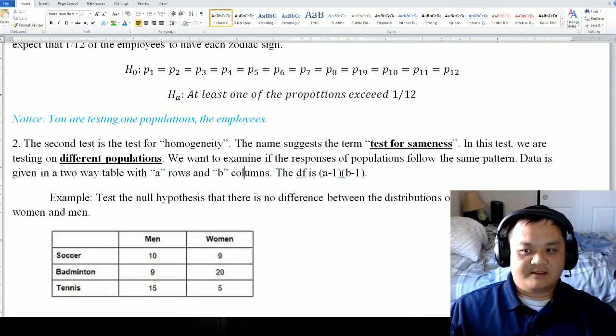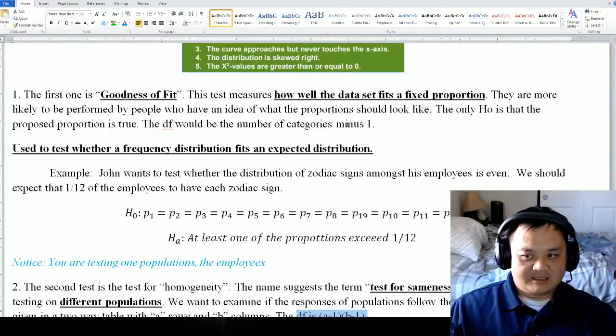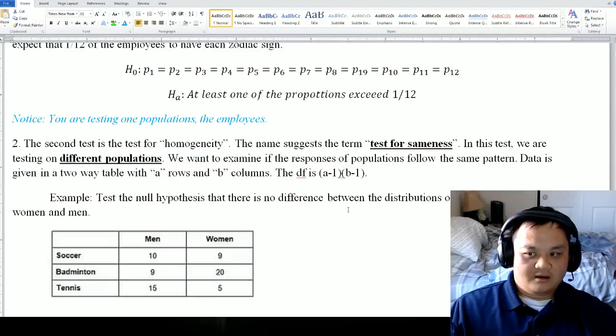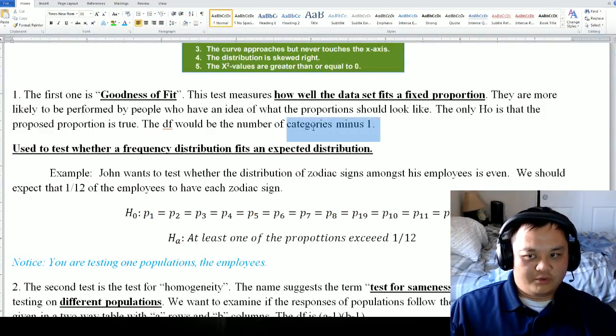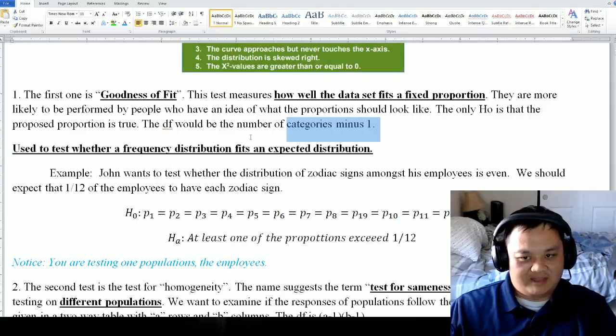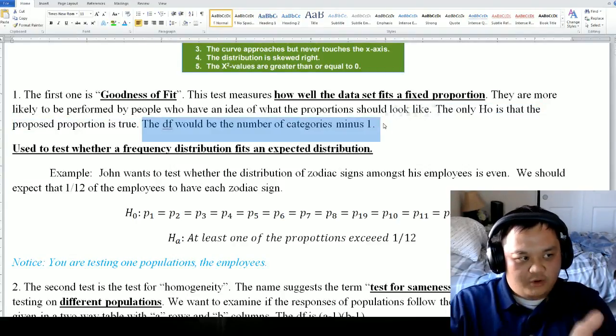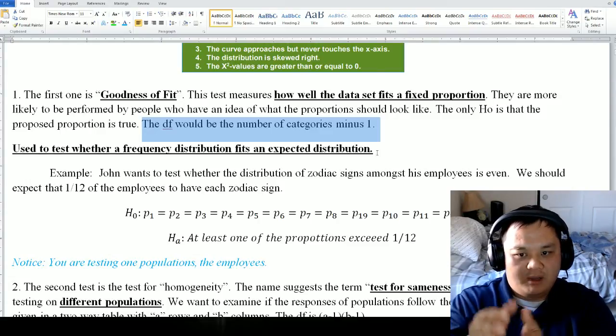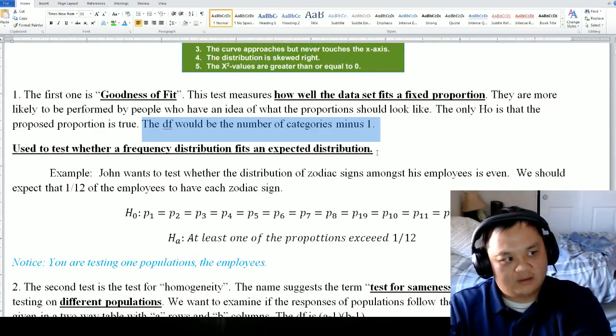Degrees of freedom is defined as (A minus 1) times (B minus 1). This is always true. A lot of the times people think this is a different formula. It's not, because here, how many columns are there really? There's only one column. So do you see how the degrees of freedom for the goodness of fit is just how many of the population is minus 1?